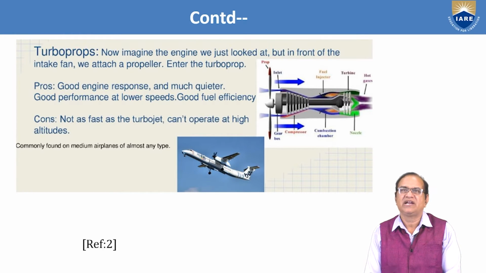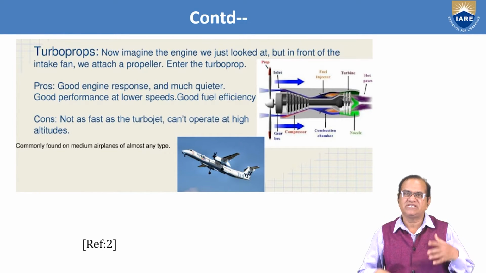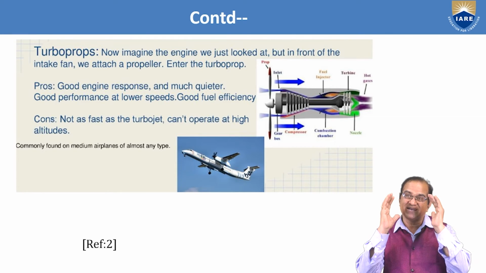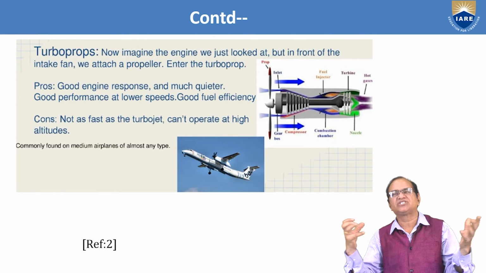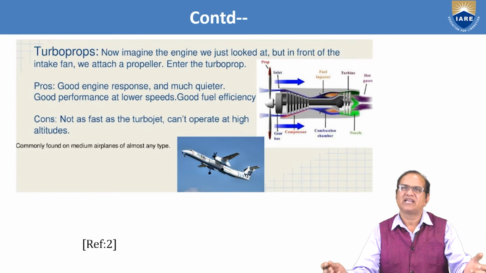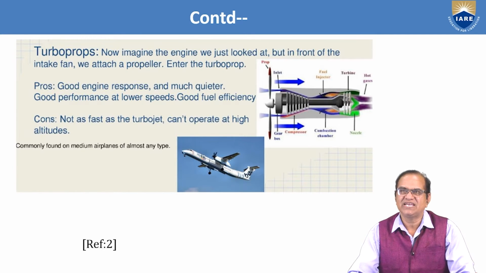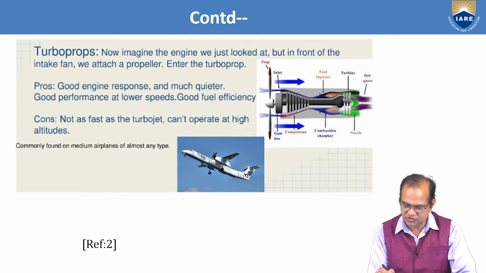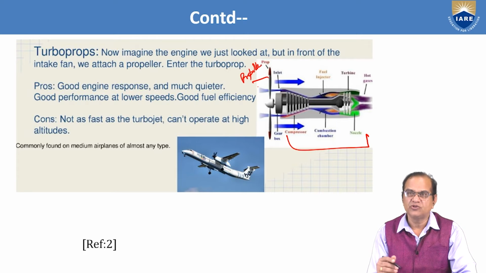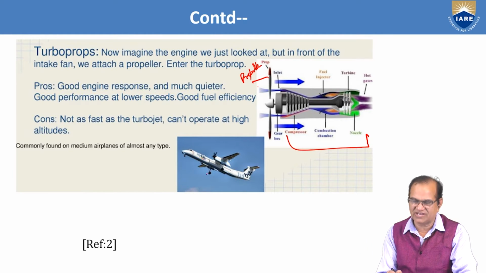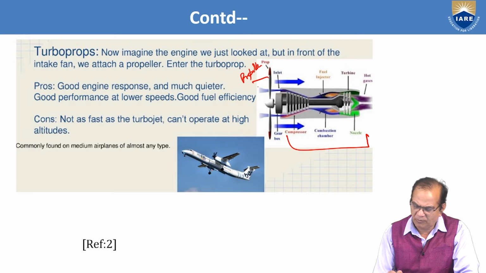Now I will talk about the turboprop engine. Turboprop means the aircraft is operated by a turbine system with a propeller as the thrust producing device. So this is called the turboprop. Now imagine the engine we just looked at, but in front of the intake fan we attach a propeller. You can see all things are the same from here to here, only we have added this propeller. If you add this propeller, as shown in this aircraft, it is called the turboprop engine.